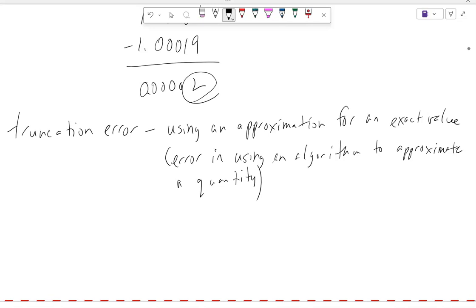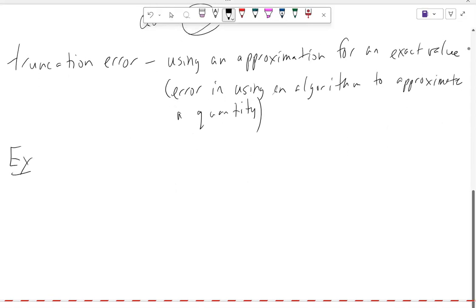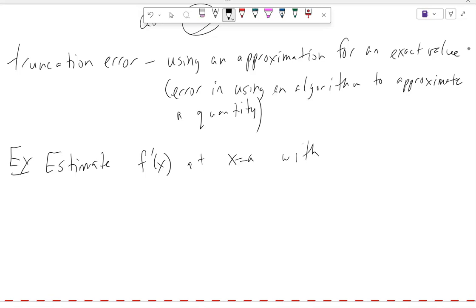That's truncation error. Let me give you a very simple example of where truncation error pops up that you've already done in calculus class. So as an example here, you have estimated the derivative of a function at, say, x equal to a with f of x plus h minus f of x all over h, right? You've done that.